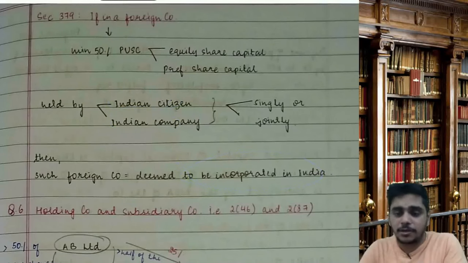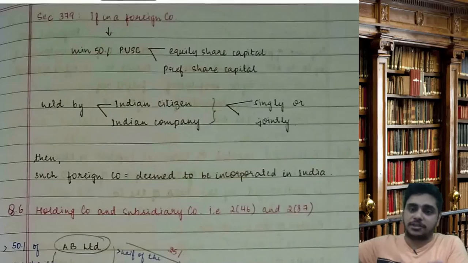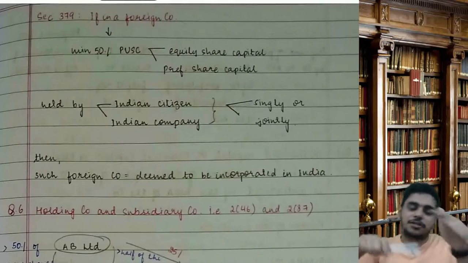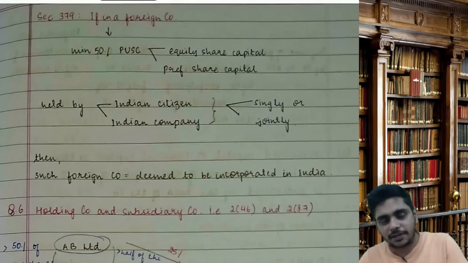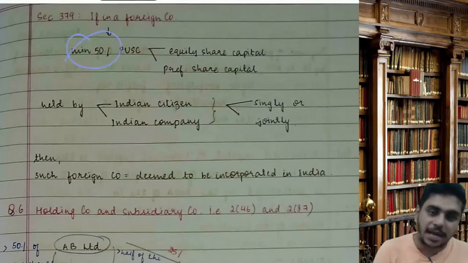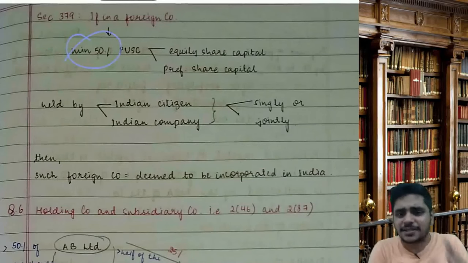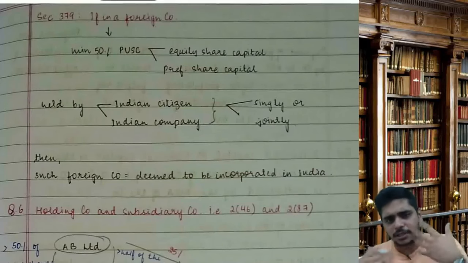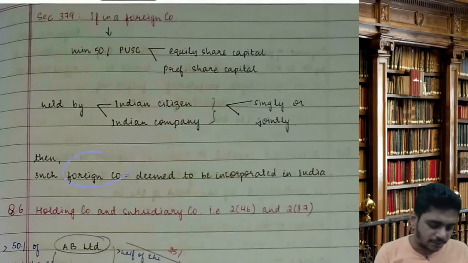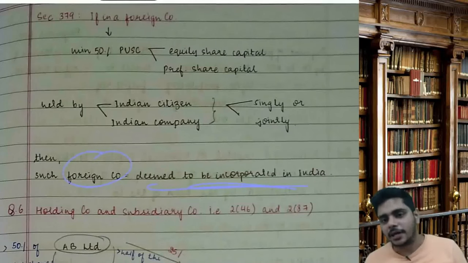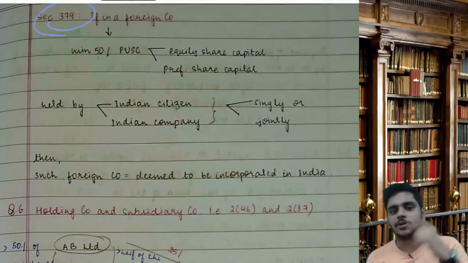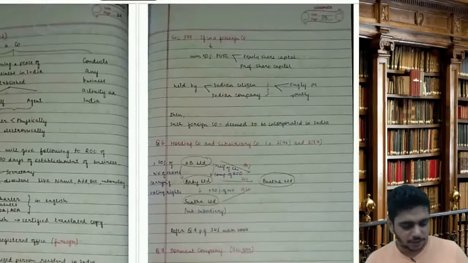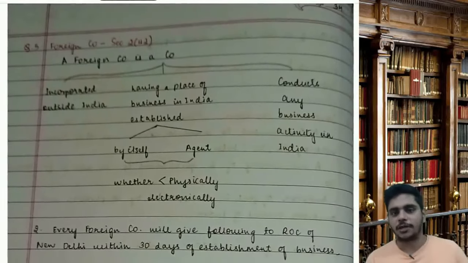So to be a foreign company, first you have to satisfy three conditions: incorporated outside India, place of business in India, and conducting any business act in India. If in that foreign company minimum 50% of capital is held by an Indian citizen or Indian company, singly or jointly or both, then such foreign company shall be deemed to be incorporated in India. So this is section 379 of the Companies Act 2013. Okay, again giving you 2 minutes, please read the definition of foreign company.